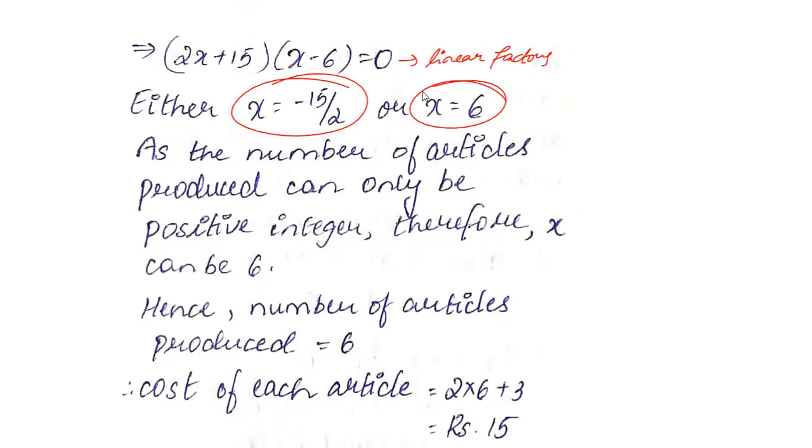As the number of articles produced is always positive and an integer, it can only be 6. So we are ignoring minus 15 by 2. Hence, the number of articles produced is 6. The cost of each article, with the formula we have taken, is 2x plus 3. So x we know is 6. So the cost is rupees 50.